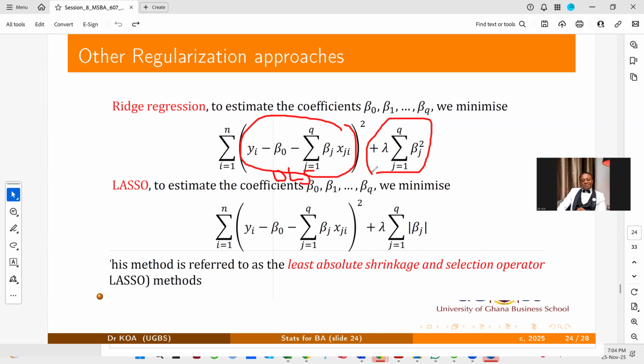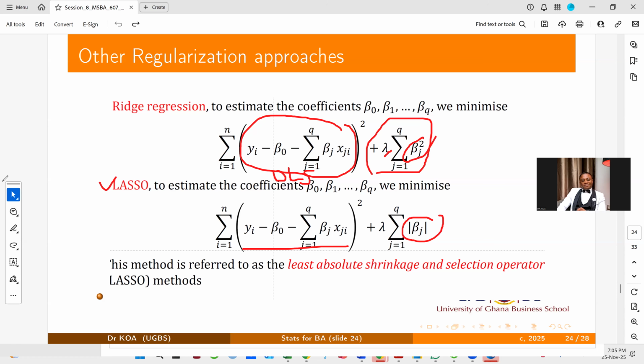You add another parameter. And watch, the parameter is lambda multiplied by the sum of beta squared. That's different from lasso. Lasso regression also adds something to the OLS. This is the OLS. But what it adds is not beta j squared. It is rather the absolute value of beta. These two are very, very important when it comes to your long essays in research.